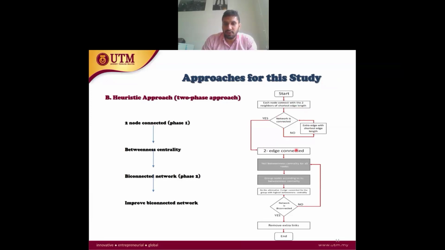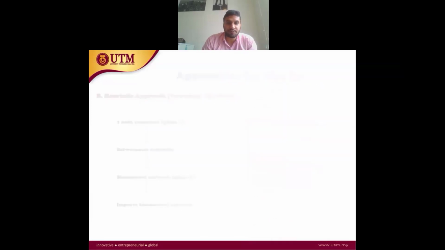If it does not come out two-edge-connected, the number of edges will be increased by one, and so on, until we get two-edge-connected. Then from two-edge-connected we will see how we can get bi-connected. The first step, we get the betweenness centrality, then we divide these nodes into some groups based on their betweenness centrality, and then from this we will add some extra edges to get a bi-connected network.